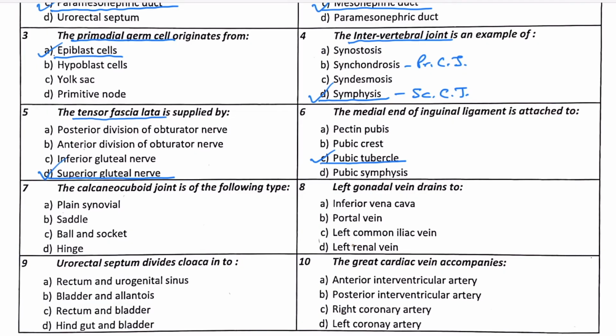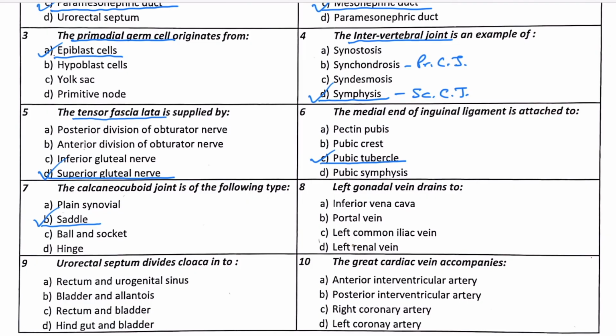MCQ number 7. The calcaneocuboid joint is of the following type: plain synovial, saddle, ball and socket, hinge. So remember, the calcaneocuboid joint is an example of a saddle joint, a saddle variety of synovial joint. Other examples of saddle joint include the sternoclavicular joint, patellofemoral joint, incudomalleolar joint, and the joint between the first metacarpal and the trapezium carpal bone. So these are a few examples. Remember it for your future MCQs.